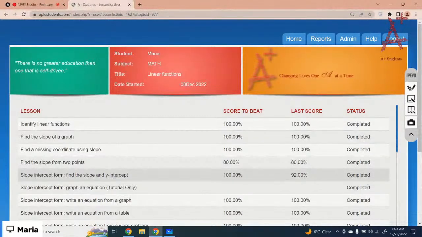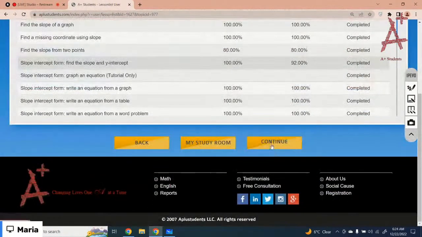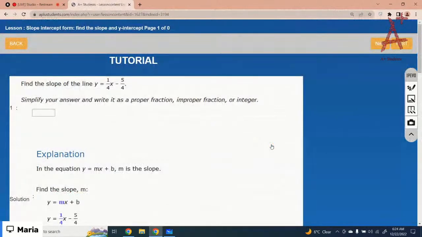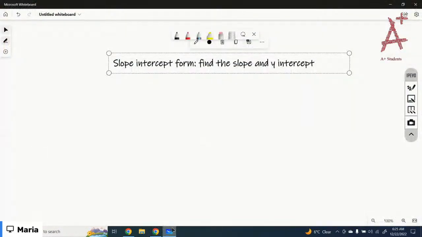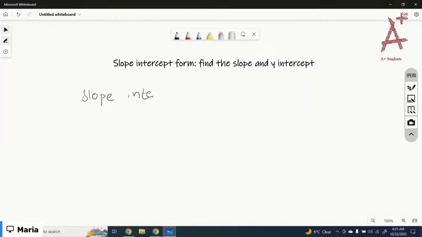Slope intercept form. Find the slope and y-intercept. Okay. The slope intercept form of the equation is y equals mx plus b. This is the equation in the slope intercept form. Got it? Okay, let me just read the question.